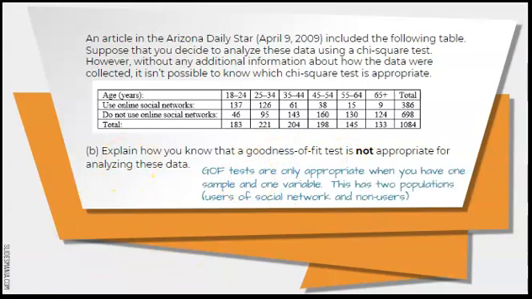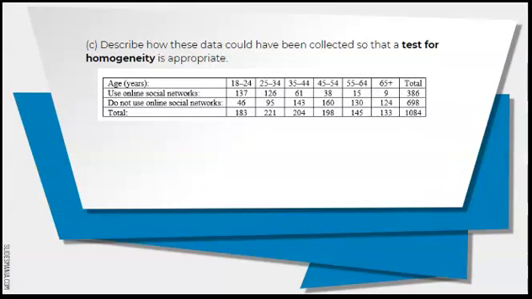Goodness of fit tests are only appropriate when you have one sample and one variable. This has two populations, the users of social network and non-users of social network. Or you could look at the age groups as populations. It just depends on how it was collected. So we know it's at least two, so it can't be goodness of fit.